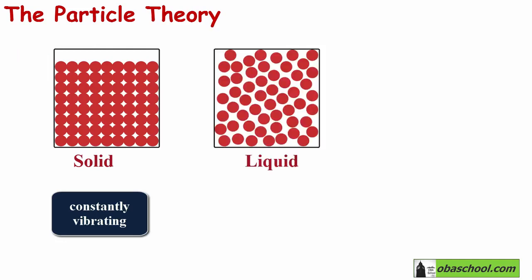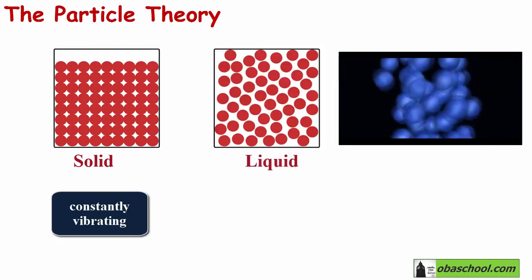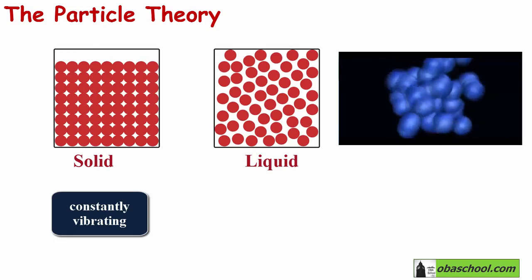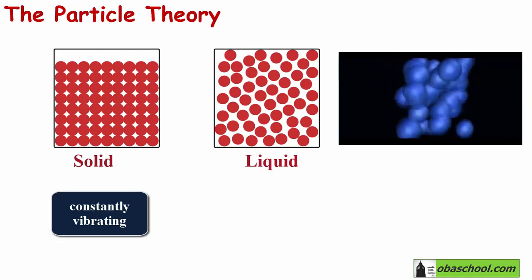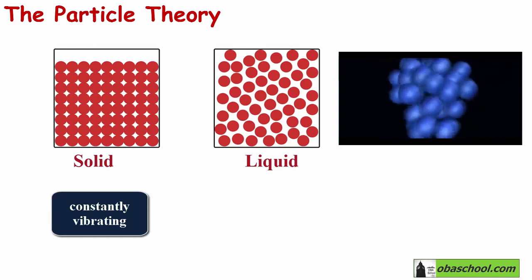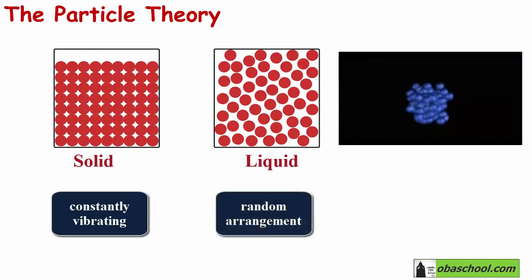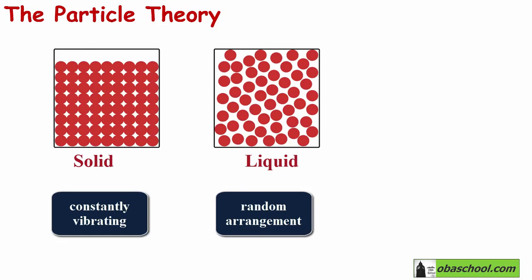In the liquid state, the particles are also very close to each other. However, there are some spaces between them. And this will result in a constantly changing random arrangement of the particles. So the particles will slip and slide over each other.